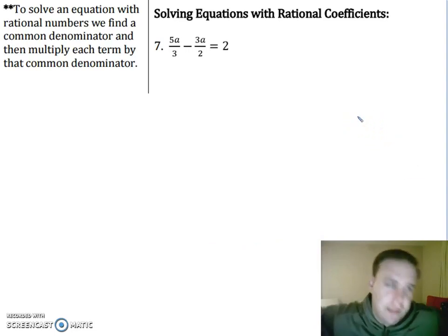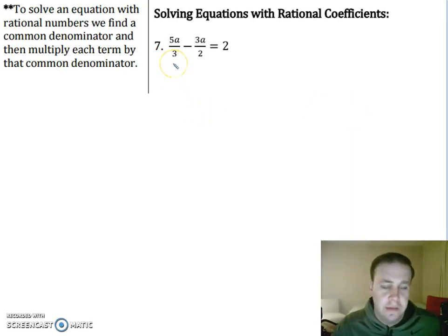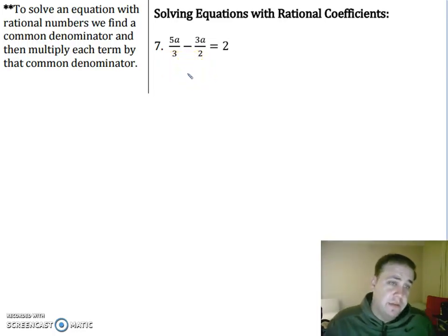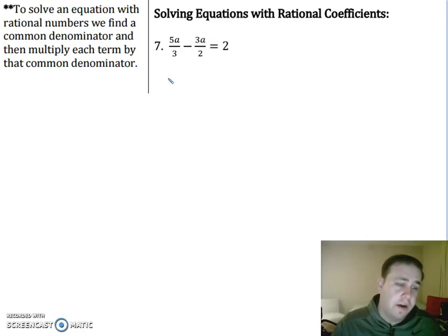So question 7 here has 5a over 3 minus 3a over 2 equals 2. There's one way to do this, and there are multiple ways, I guess. One common way some people might think of is, oh, I can add or subtract using a common denominator, but that might take a little bit. A strategy that I like to do right away is to just get rid of the fractions. I don't like dealing with fractions. Most people can't stand them. Most people aren't successful with them, myself included. I always had a hard time dealing with fractions.